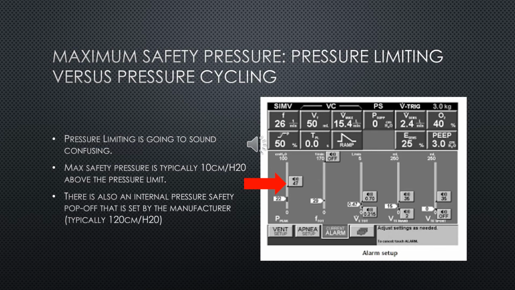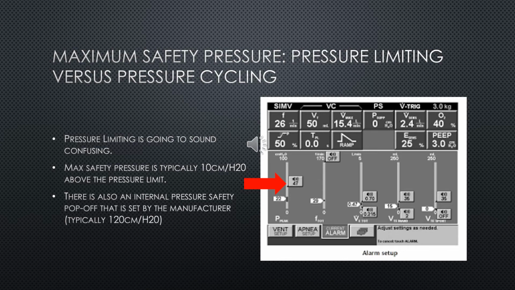So when we say pressure limiting, it's going to sound a little bit confusing, right? So pressure limiting will limit that pressure at that certain setting, right? But max safety pressure is typically 10 centimeters above the pressure limit. So if I set the pressure control at 30, I set the pressure limit at 35. Say if the patient coughs at the end of that inspiration, it's going to peak the pressure, right?